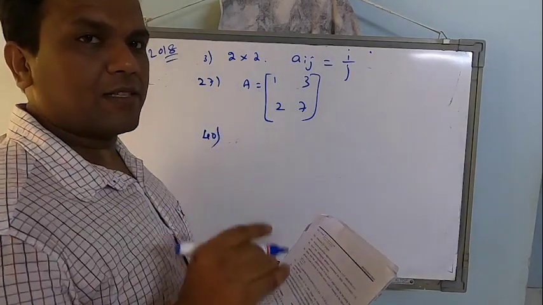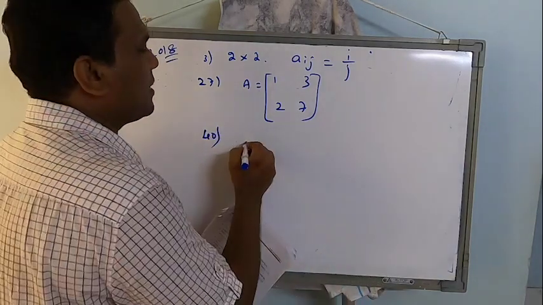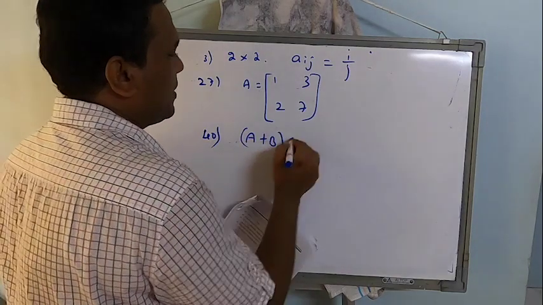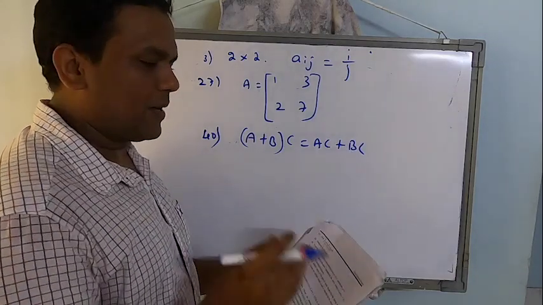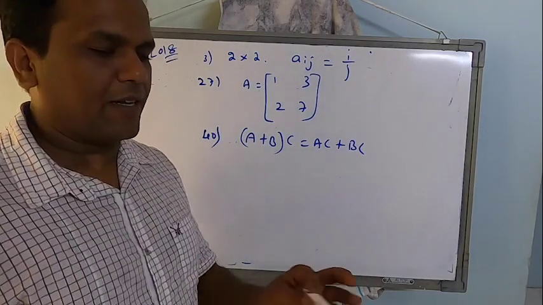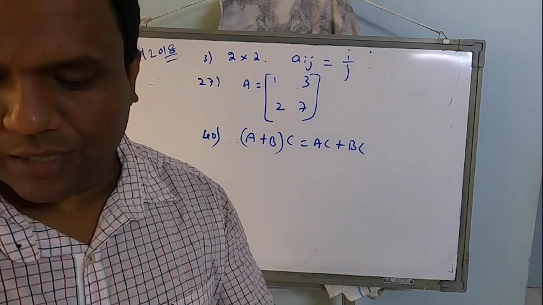And for 5 marks, that's question number 40. It is the same as the previous one. A, B, C was given. Then you have to find (A plus B) multiplied by C equal to AC plus BC. The problem given in the previous main examination is repeated here also. Clear? Now the next one.